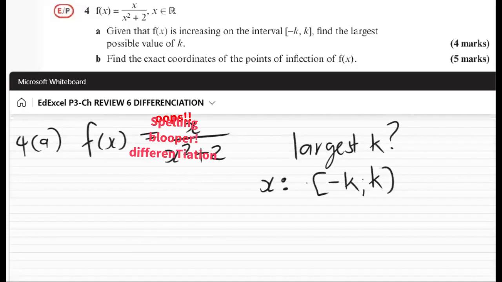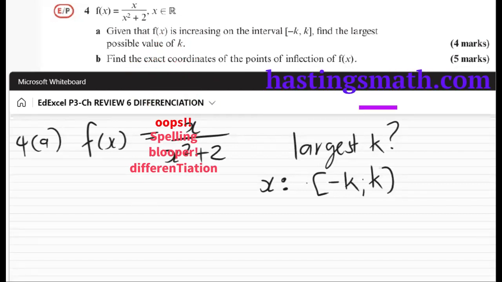This is question 4 for P3, Solution Bank chapter review 6, differentiation. Okay, this question gives us a function and it says, what is the largest k if the function is increasing?